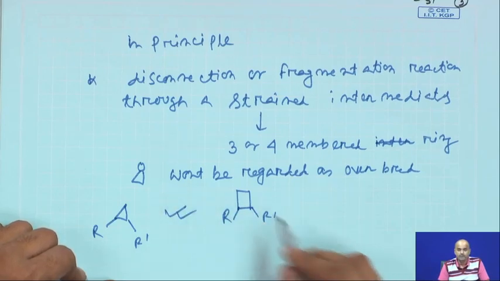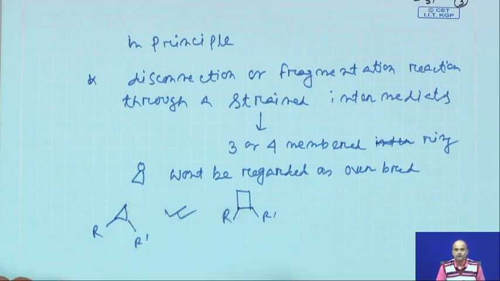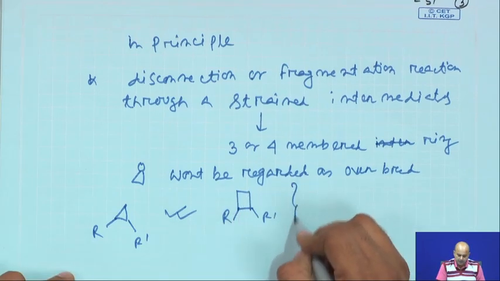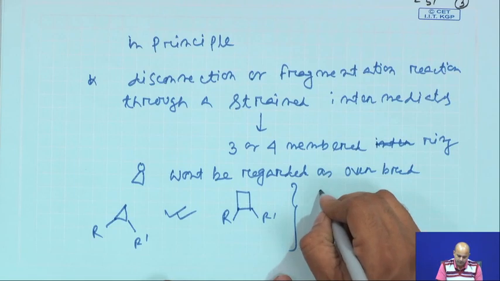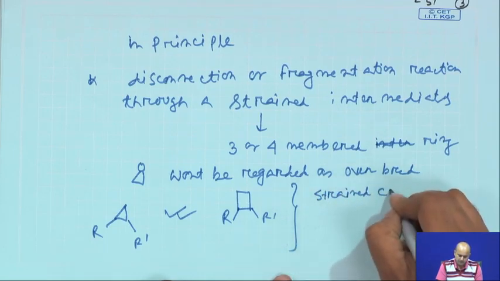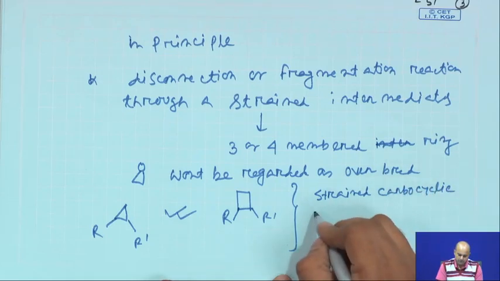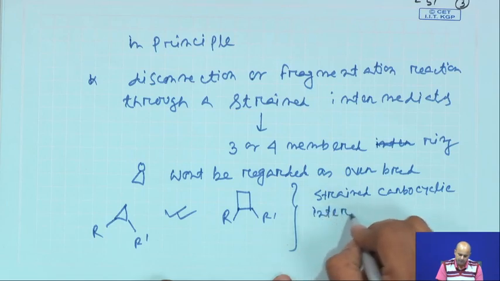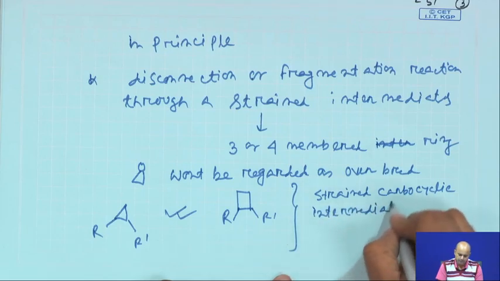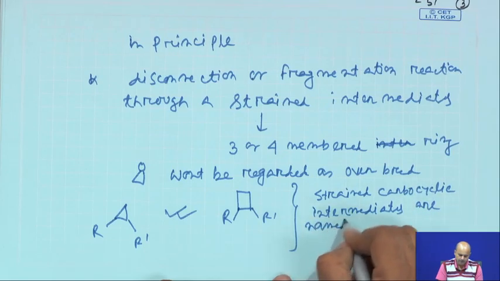they will be regarded as an overbred intermediate. In addition, if you have some extra groups which will facilitate the ring opening, these are also very useful guidelines. So, usually we always say that a strained carbocyclic intermediate means the ring contains all carbon. Strained carbocyclic intermediates are named as overbred intermediates.